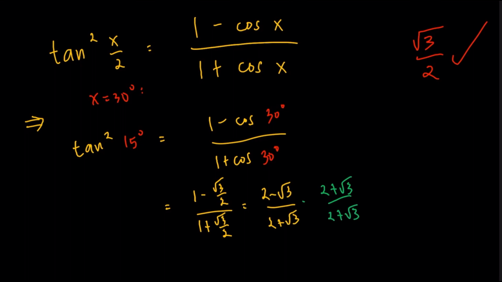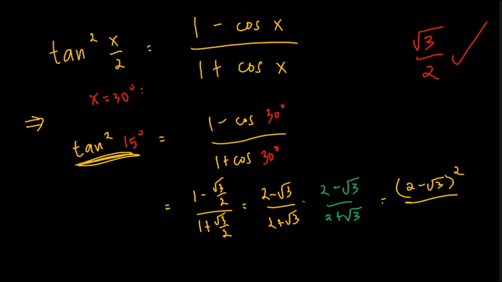We will be able to get that the numerator just becomes 2 minus square root 3 in the numerator and the denominator, and then just simplify the result. We're going to get 2 minus square root 3 squared, and then in the denominator, we're just going to get 4 minus 3, and that's just 1. So essentially, tangent squared of 15 degrees is just equal to this one.